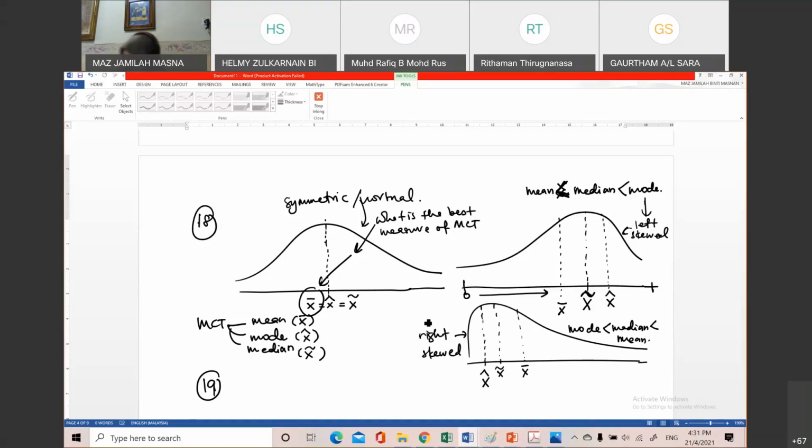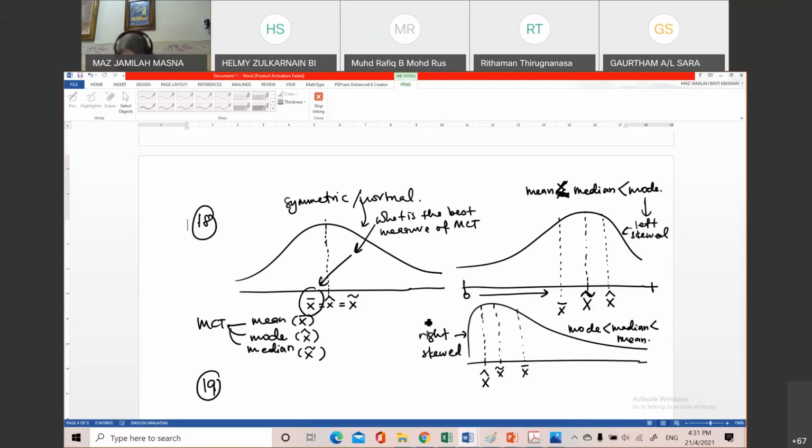Okay, so for question number 19, explain the difference between measure of... My son? Oh, you go to class. You go to class. You go to class.